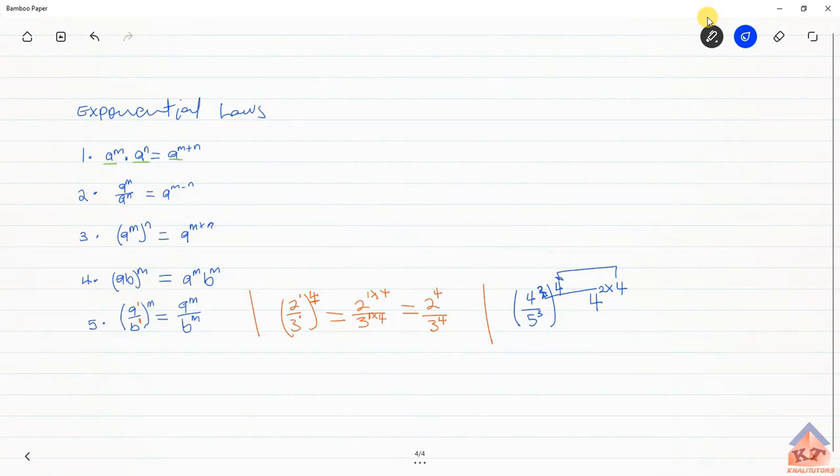You do the same for the denominator. You'll have 5 to the power 3 multiplied by 4, and your answer will be 4 raised to the power 8 over 5 raised to the power 12. That is basically everything that we have to cover so far with regards to these laws. I'll give you more information about other special cases or identities as we continue studying.